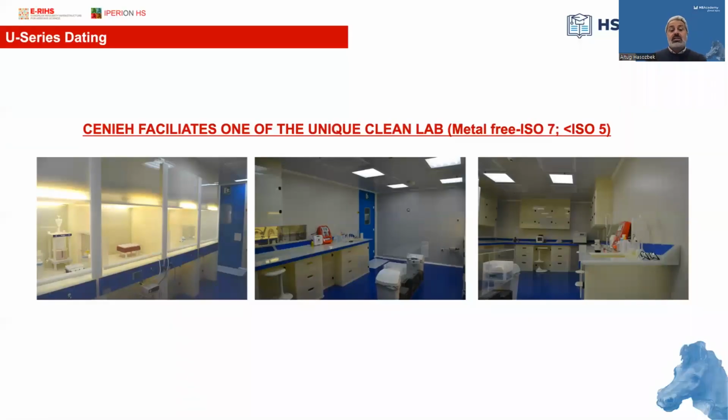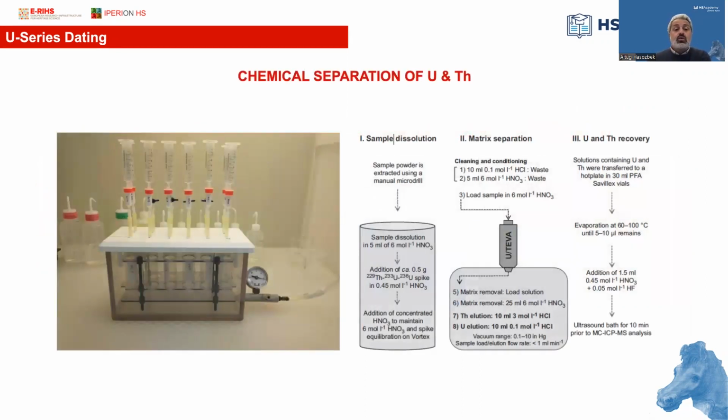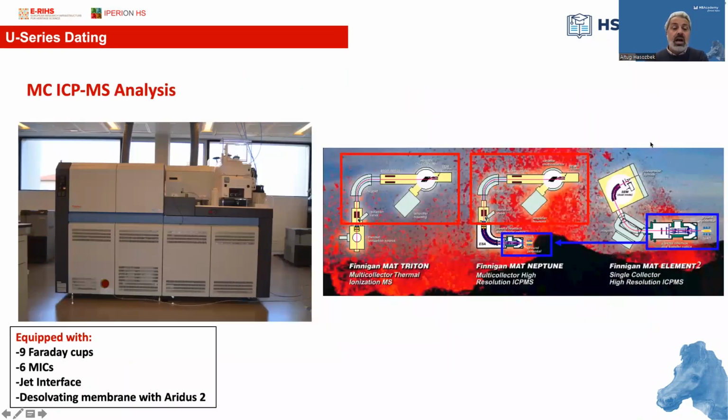To use the solution-based dating, you need a clean lab, and CENIEH has one of the unique clean labs here. It's a metal-free lab, and you first have to chemically separate your uranium and thorium. This is described in the Pourmand et al. 2013 paper. You dissolve your sample, then you have to separate your matrix, and then you recover uranium and thorium, and you measure your samples in the multi-collector ICP-MS.